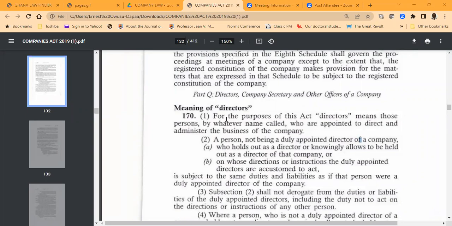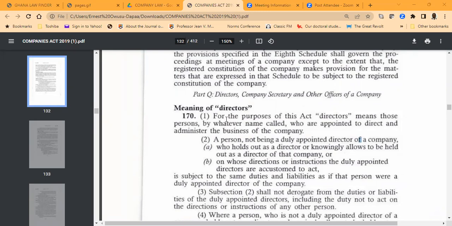We will invite you to contribute. So as I tell you all the time, our primary material will be the law itself, which is Act 992, and we are particularly interested in discussing the whole of section 170 up to section 210, and then we will be done with directors.